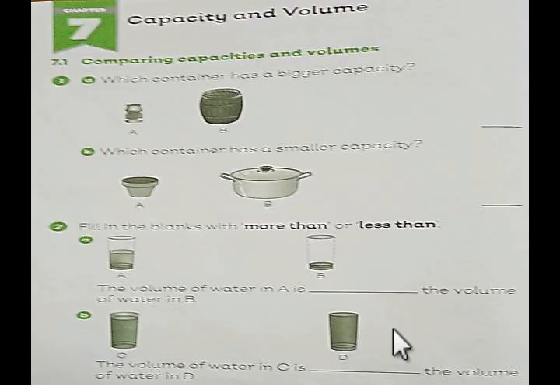These are the capacity and volume 7.1, comparing capacities and volume. Number 1. Which container has a bigger capacity? Is it A or B? Write your answer here. Look at the picture carefully. Which container has a bigger capacity? Just write only A or B right here. Are you done? Very good.